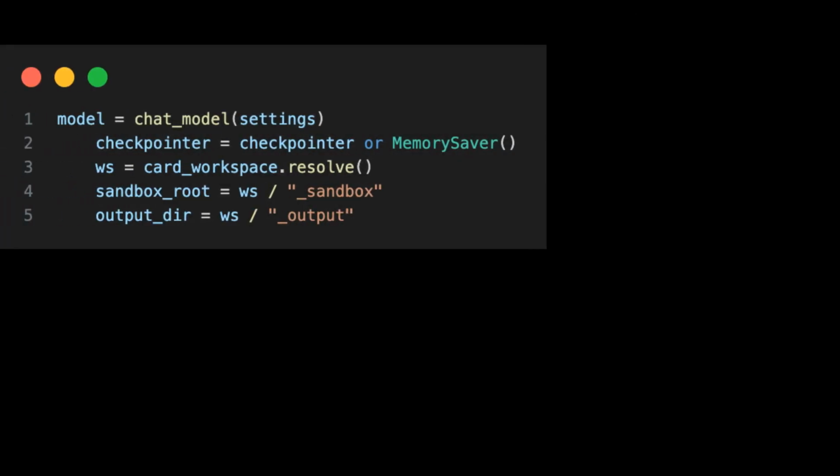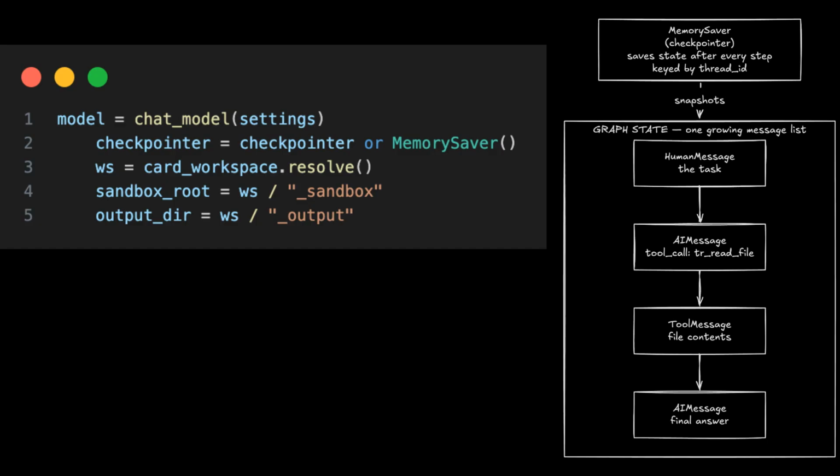There's one argument on that build call we skipped past, the checkpointer. It answers an obvious question. If the loop is just a graph, how does the model on step 10 remember what happened on step 1? The answer is the graph's state, and the state is simply a list of messages that grows. You start with one message, the human task. The model adds a message, a tool call. The tool adds a message, its result. The model adds another. The list grows with every step. The checkpointer is what saves that list after every single step.